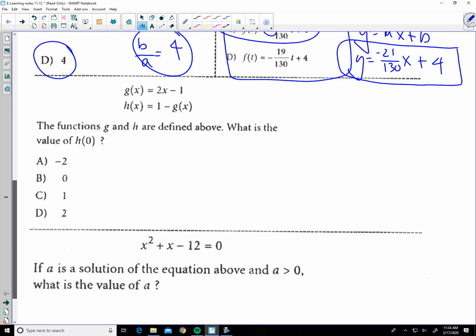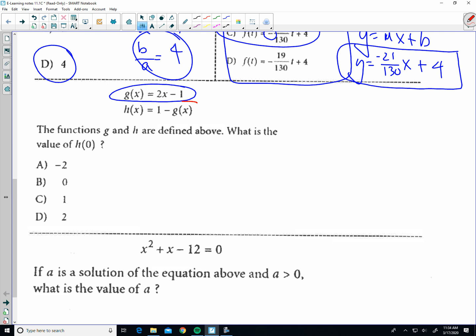Jump down here to question 3. There's your function notation. And if you notice, they're giving you 2 functions. So if you don't mind, I'll call the first one g of x there. Circle that in good old blue. Circle the second one here in red. And they're asking you to find out what h of 0 is.